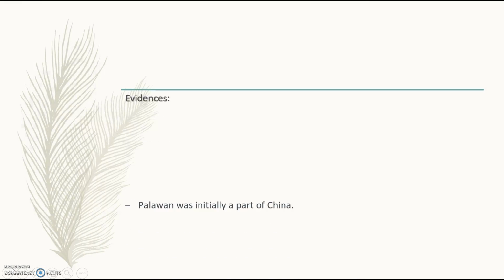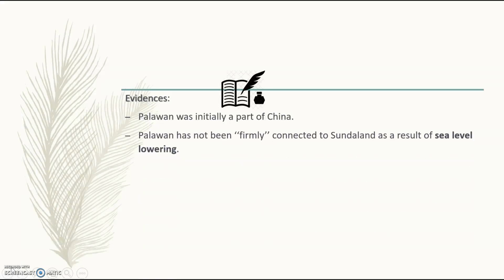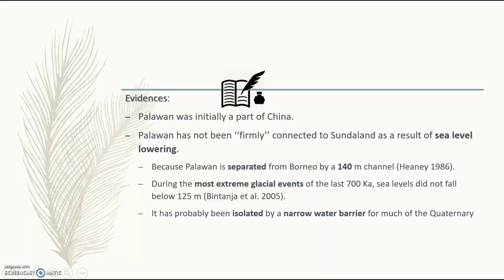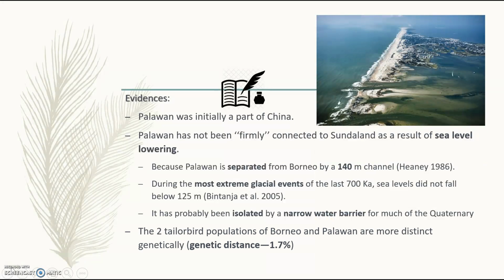So the evidence of these events is that Palawan was initially part of China, and also Palawan has not been firmly connected to Sundaland as a result of sea level lowering. This is because the sea level did not fall below 125 meters, while Palawan is separated from Borneo by a 140-meter channel. So they have been isolated by a narrow water barrier. And also the 2 tailorbird populations of Borneo and Palawan have a genetic distance of 1.7%.